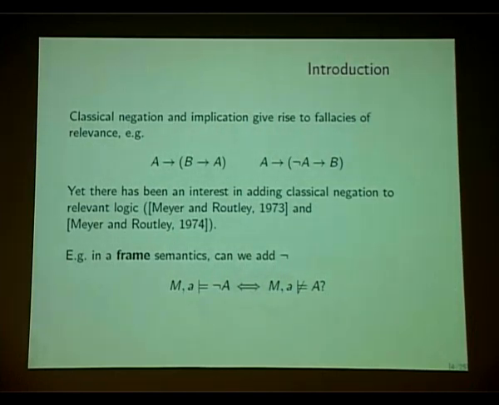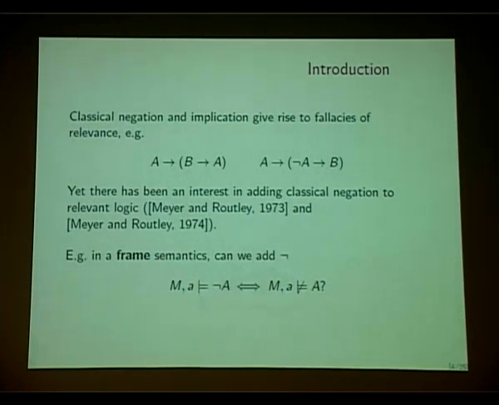So here are two fallacies of relevance that classical negation gives rise to. The first one is just that if A, then (if B, then A), and if A, then not A, then B. Well, in the first case, it's classical implication. In the second case, it's because of classical negation.